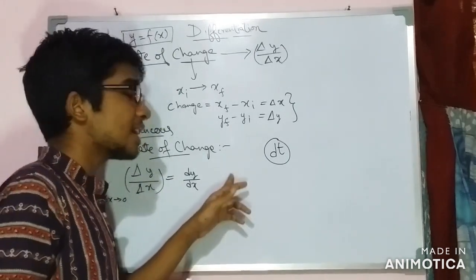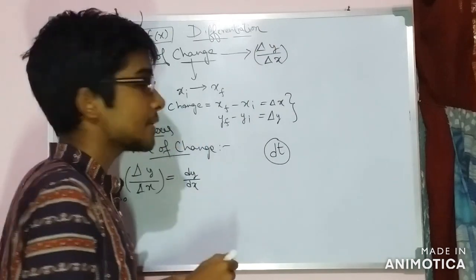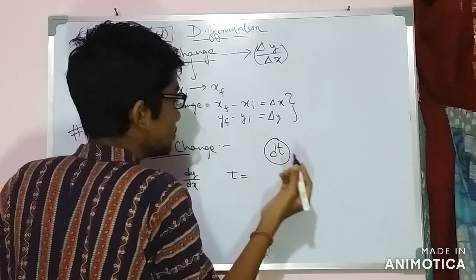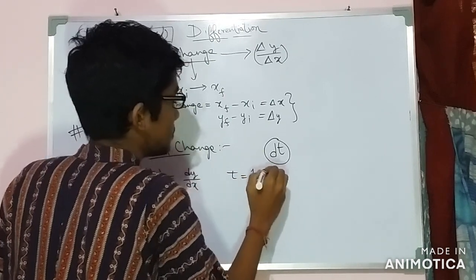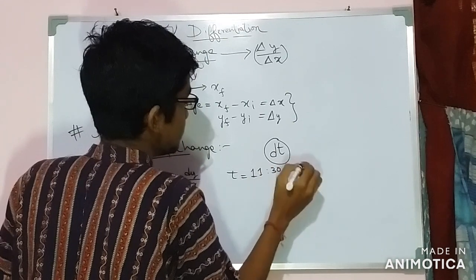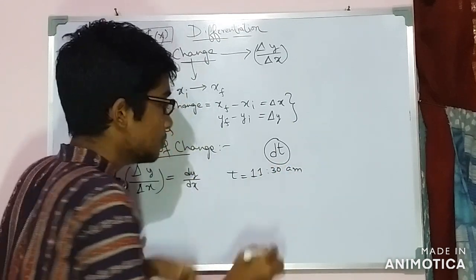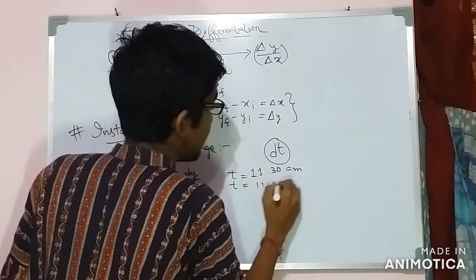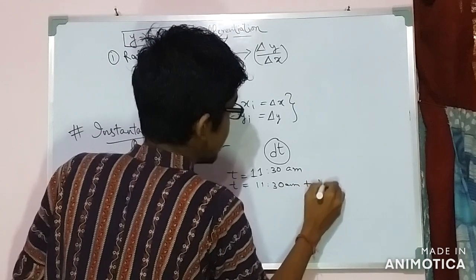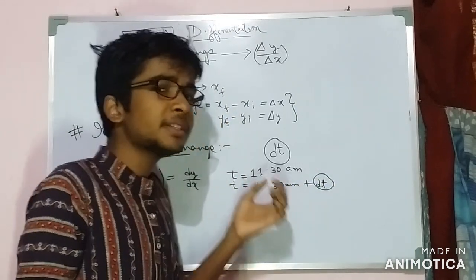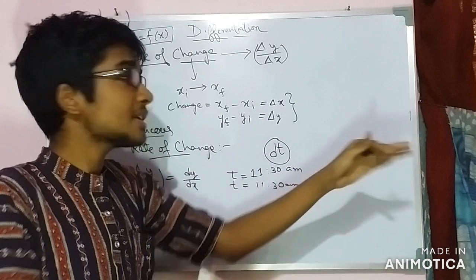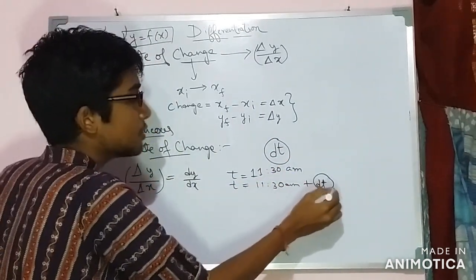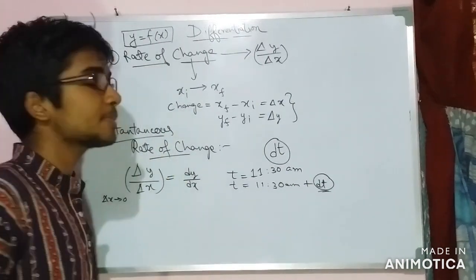Actually, when someone asks you for the instantaneous speed, that means he's asking you to find the speed between the interval t equals, let's say, 11:30 am to t equals 11:30 am plus dt, which is a very small interval of time. That means 0.00, infinitely many zeros, and at the last a 1 maybe. So that much interval of time. Now this is almost negligible, so we call it instantaneous speed.